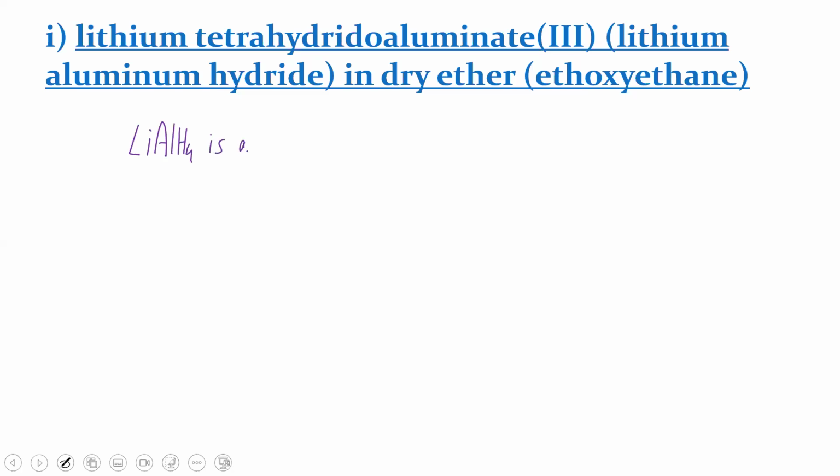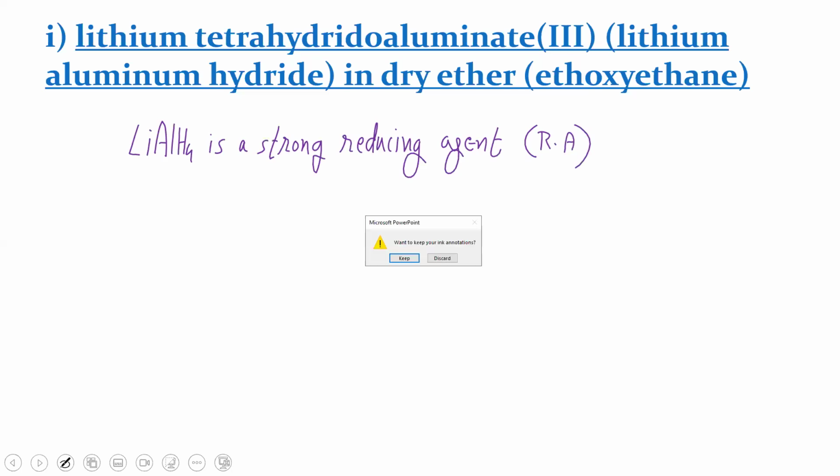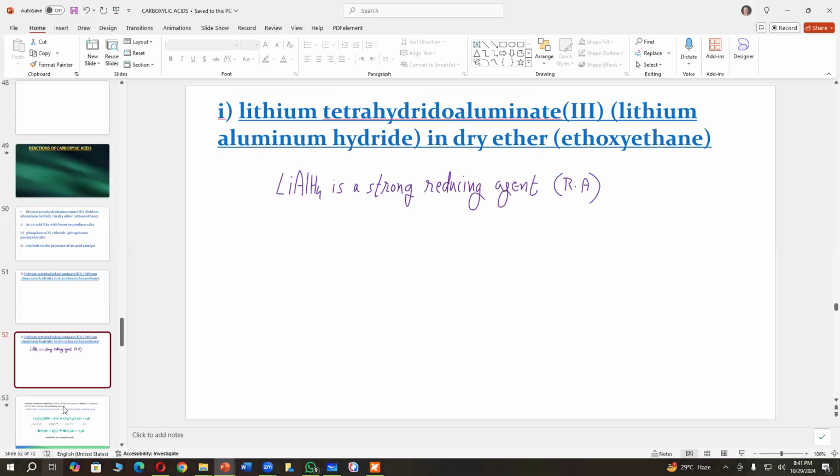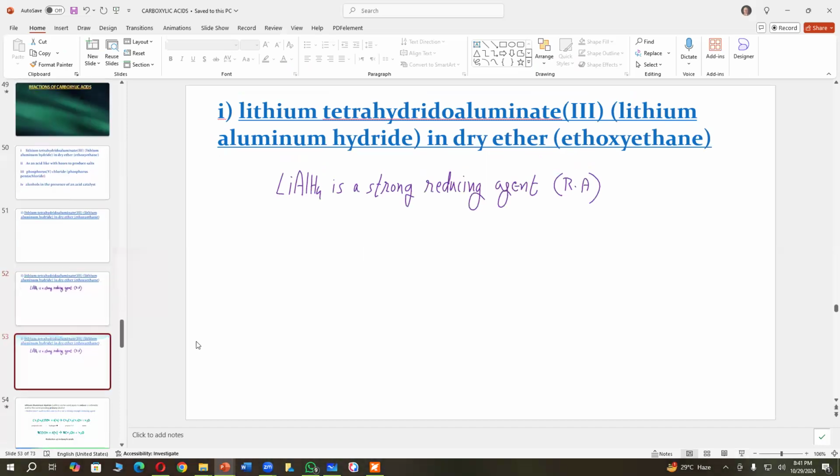LiAlH4 is a strong reducing agent. So can you please check what was the last heading you have in your record? Yes, Shay, can you hear me? Yeah, our last heading was reaction of carboxylic acid.